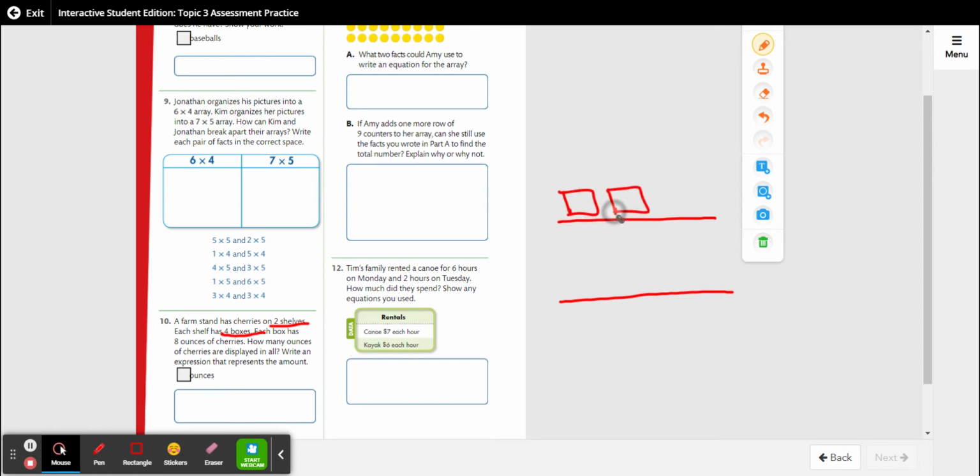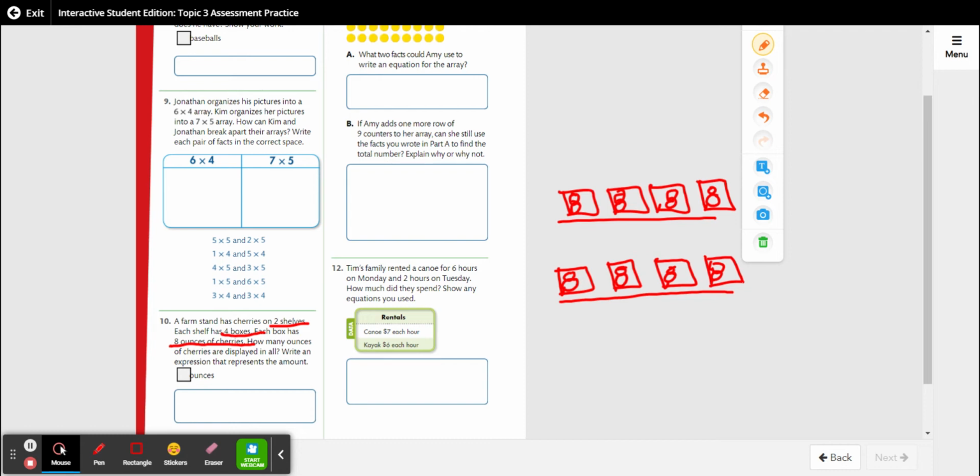1, 2, 3, 4. 1, 2, 3, 4. And we'll pretend that all these boxes are the same size. And that in each box, there are 8 ounces. And I don't have a lot of space, so I'm not going to write the ounces part, but I am going to write the 8 part. So I could, of course, add all of these up, but I'm not going to do that. I'm going to instead use multiplication.